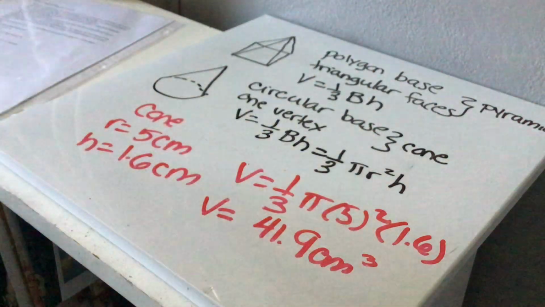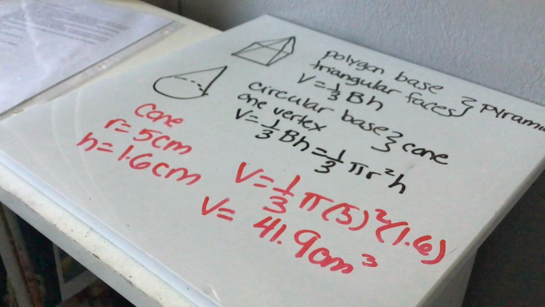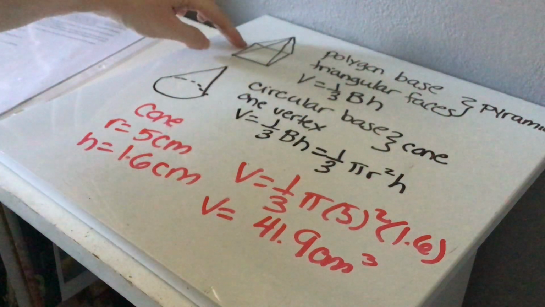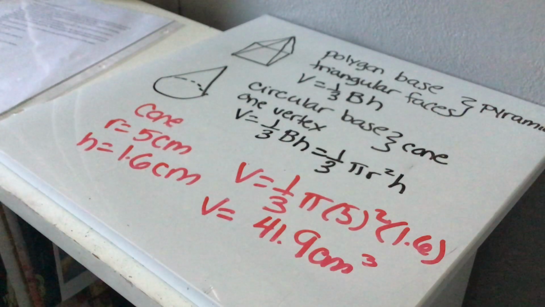Okay? So you just have to find the area of the base, multiply it by the height, and then when it's a cone or a pyramid, multiply that by 1/3, and that will give you the volume of the entire figure.